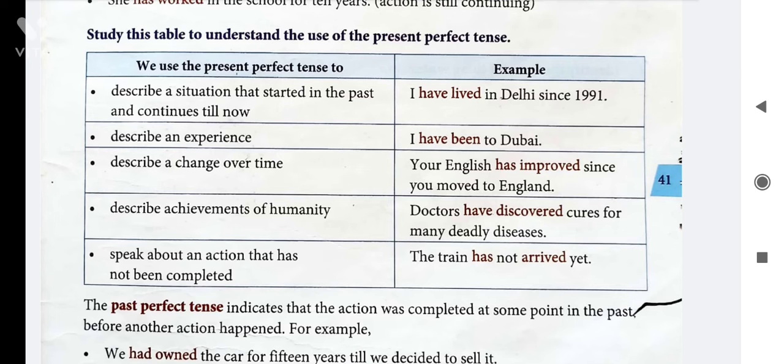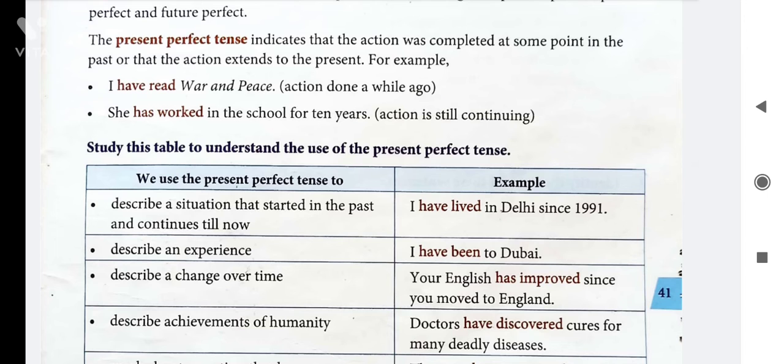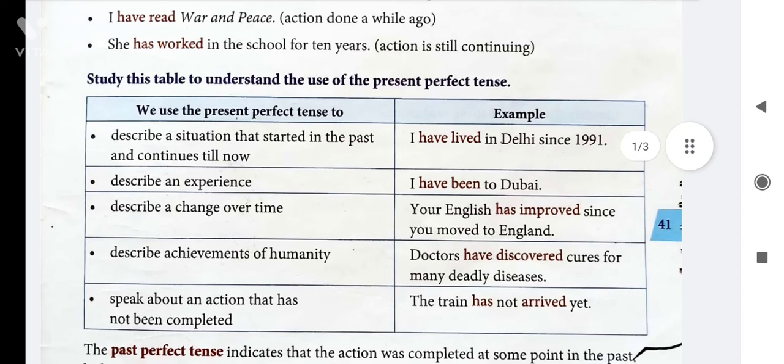So we use the present perfect tense to describe a situation that started in the past and continues till now. Like this, she has worked in the school for 10 years. Got it? I have lived in Delhi since 1991. Like, I started living in Delhi in 1991 and I'm still living in Delhi. So it started in the past, but it still continues till now.